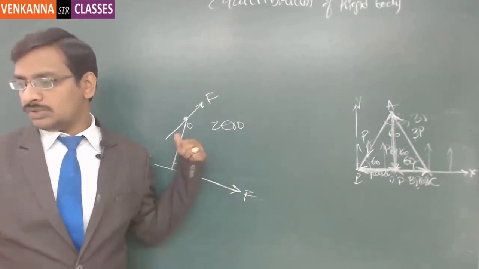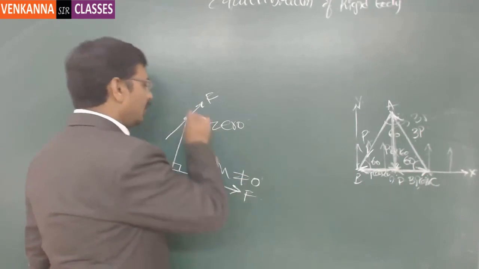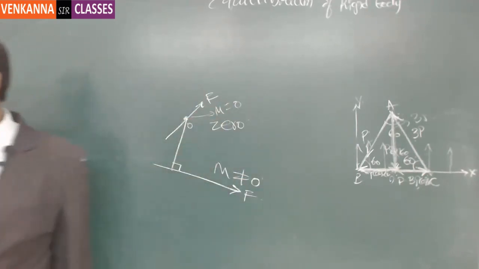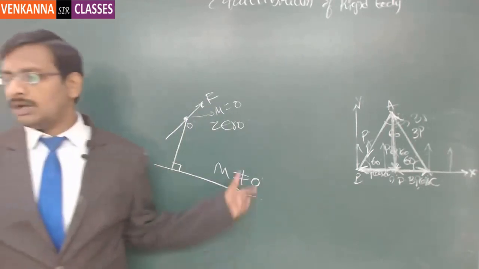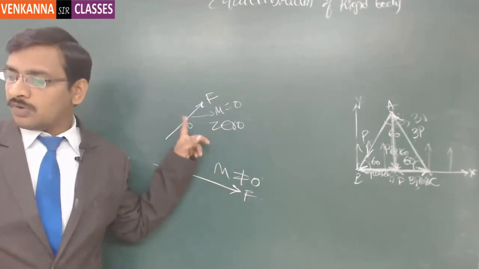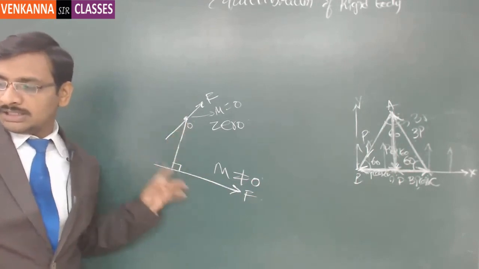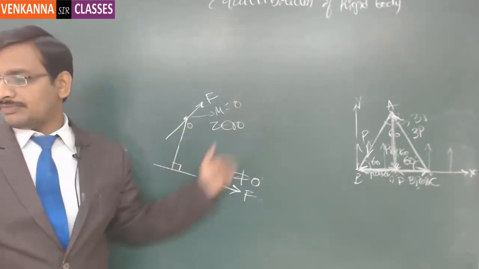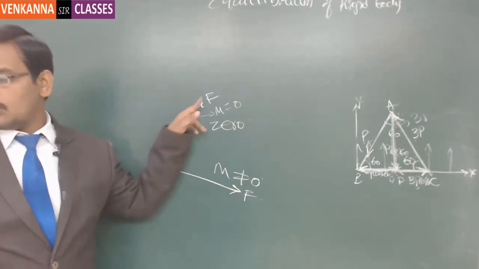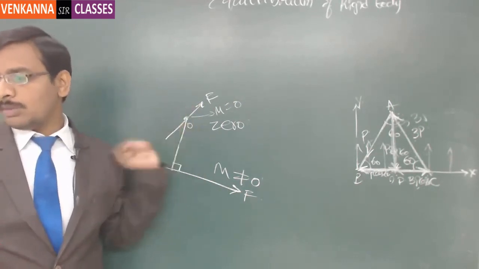I hope everybody understood this. So here the moment is not equal to 0, and here the moment is equal to 0. I hope everybody got the clarity on this. The moment is nothing but the twisting force about this particular point. If there is a body like this, the force will cause the body to move in this direction. Here the force is passing through this particular point, which means about this point there won't be any rotation. Hence the moment will be 0.